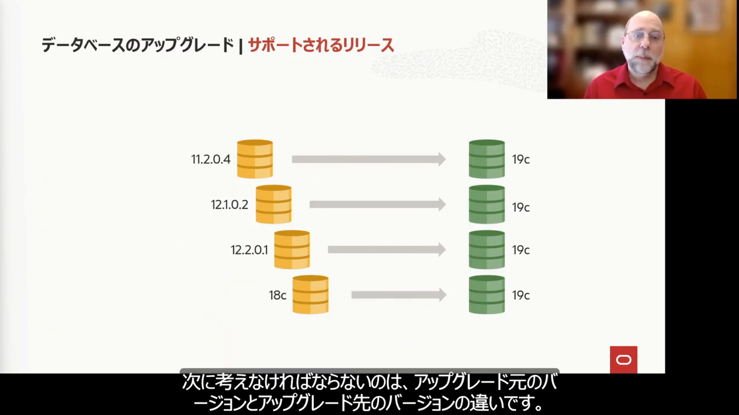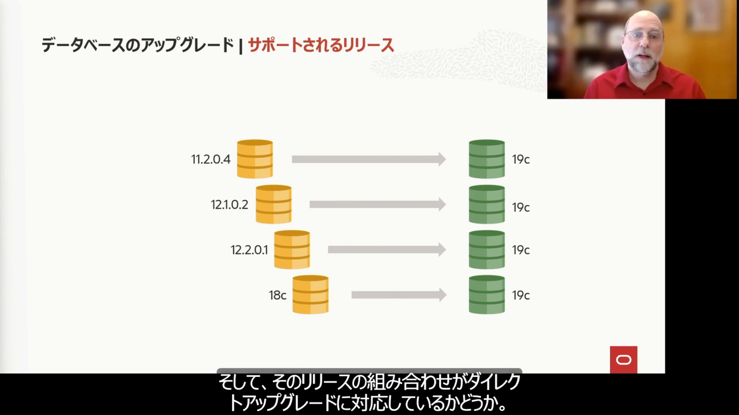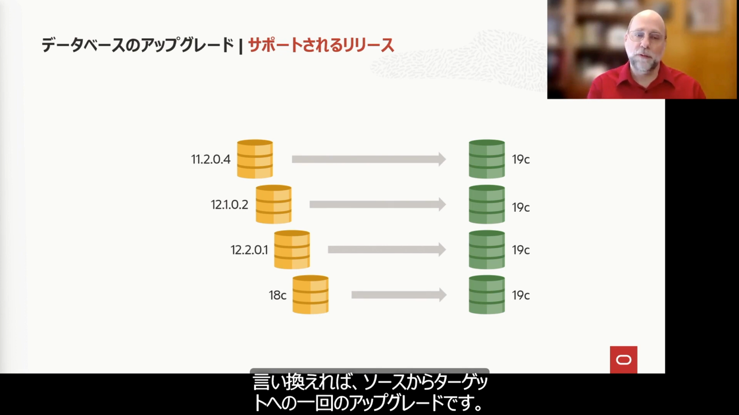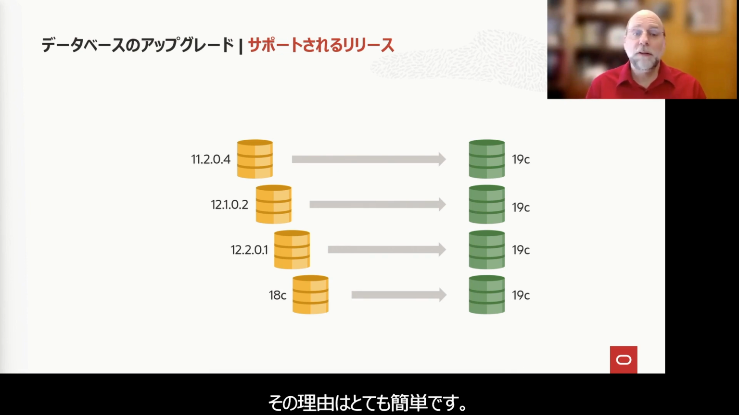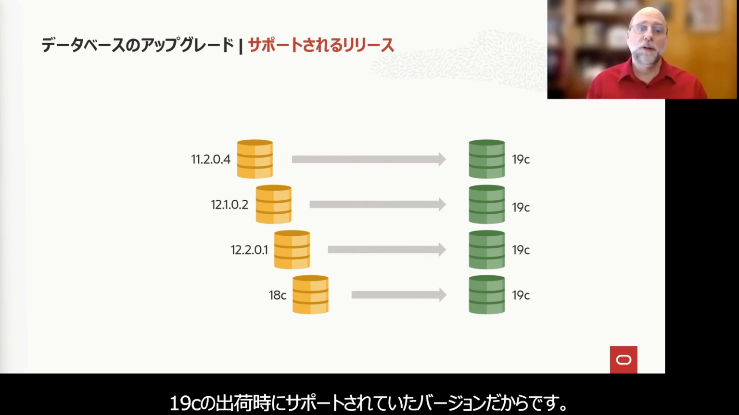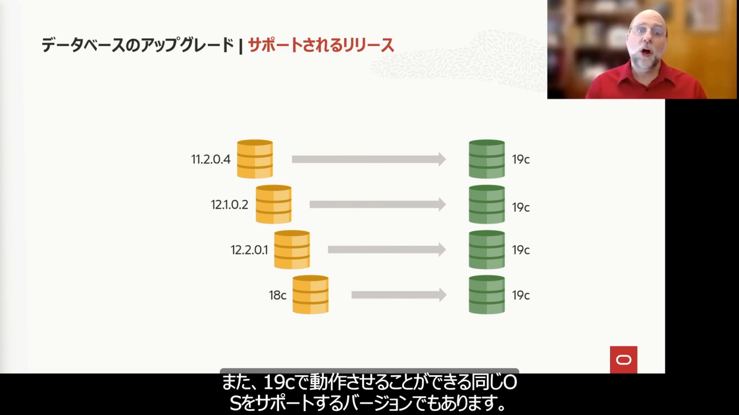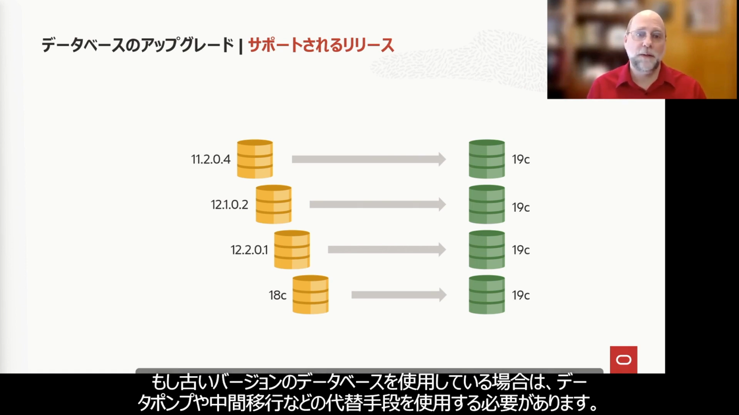The next thing to think about is the version that you're upgrading from versus the one you're upgrading to, and is that release combination supported for a direct upgrade? In other words, a single upgrade from source to target. What you'll find is that 11.2.0.4 and later are supported for upgrade to 19c. And the reason for that is very simple. Those are the versions that were supported when 19c shipped. It also happens to be the minimum version that supports the same operating system that you can run with 19c.